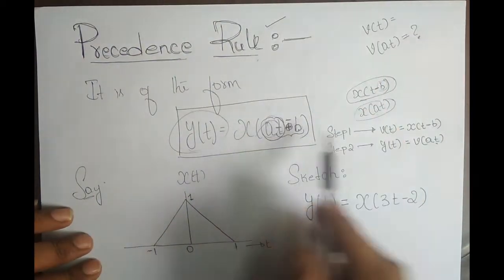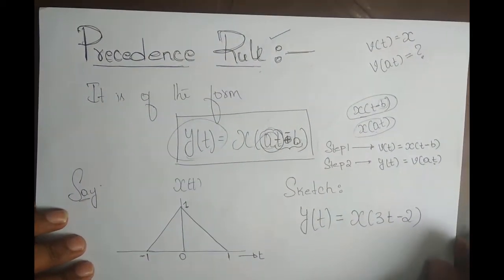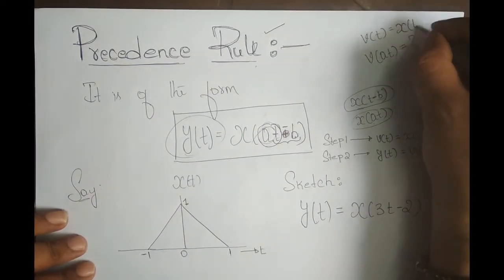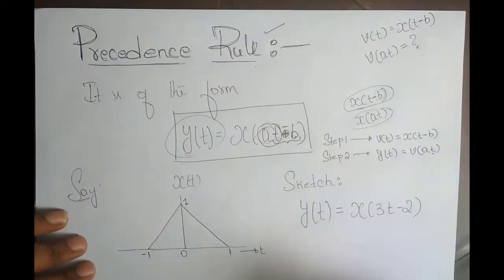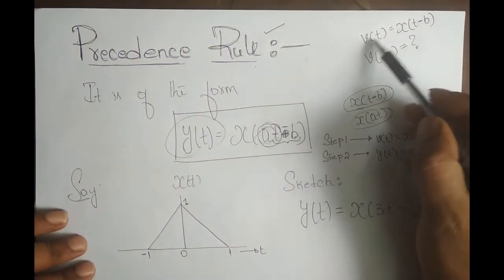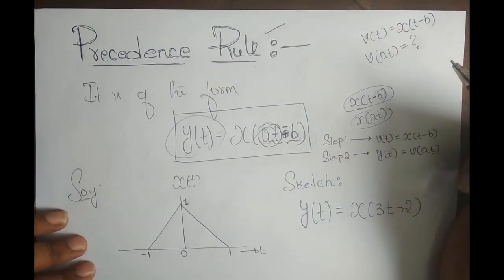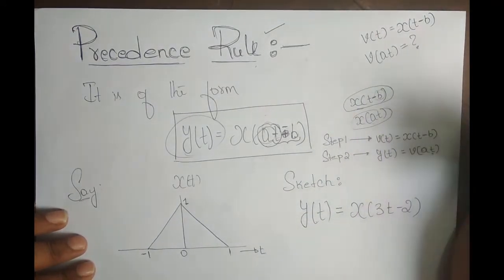What is v of t? I know v of t, right? v of t is x of t minus b, and what I need is v of at. So if I know v of t, how do I get v of at? In the right hand side of the v of t equation, wherever t is there, you have to replace it by a into t. That's what I need to do, right?